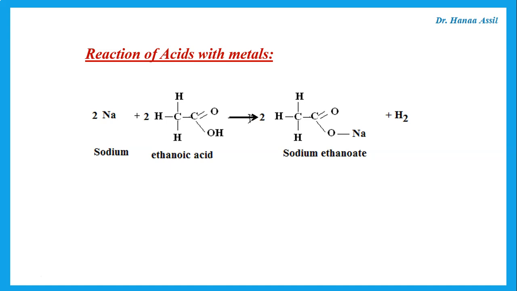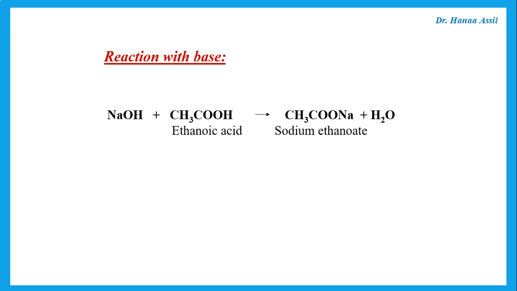So, reactions of acids. Of course, this is an acid. It can react with a metal. Metal with acid would give salt plus hydrogen gas. So, if I put sodium on ethanoic acid, we're going to remove the acidic hydrogen, the hydrogen of the C double bond OH, and we put the metal instead of it. So the product is sodium ethanoate plus hydrogen gas.